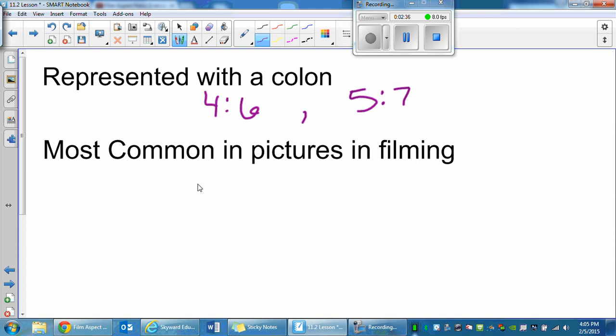Aspect ratio is most commonly used with pictures and with filming. Hopefully right about now there is a link to another YouTube video popping up. You're going to switch from this video to that video for just a moment and then come back. Really, you can stop after about 1 minute and 30 seconds into that video, unless it's really interesting to you, then feel free to watch the whole thing. So go ahead and click on that link.